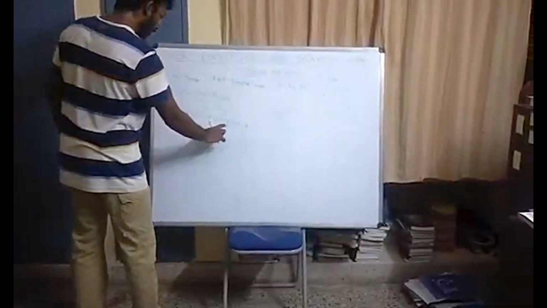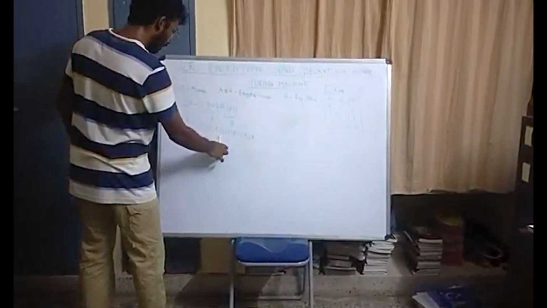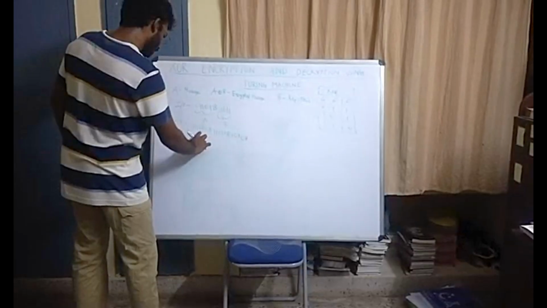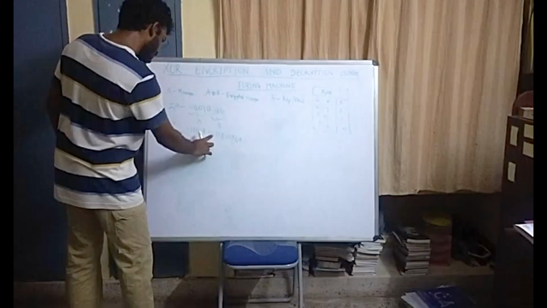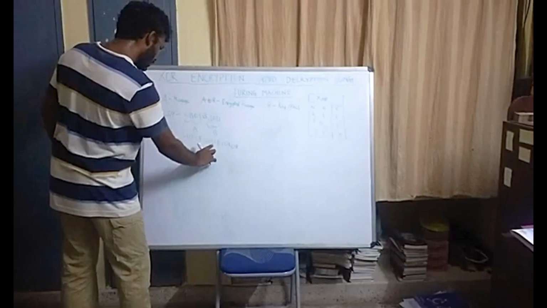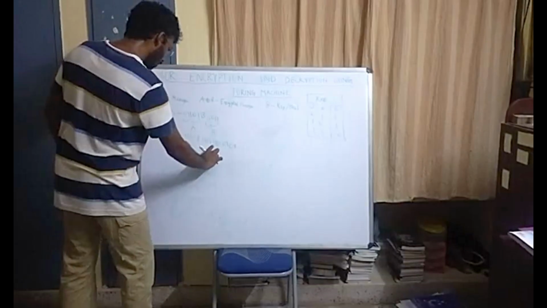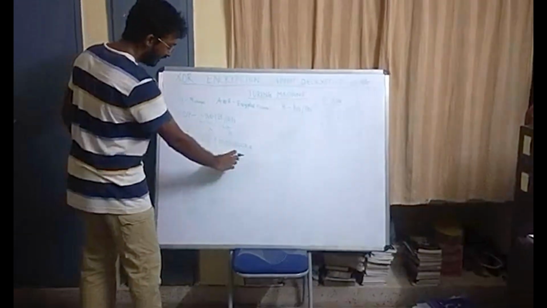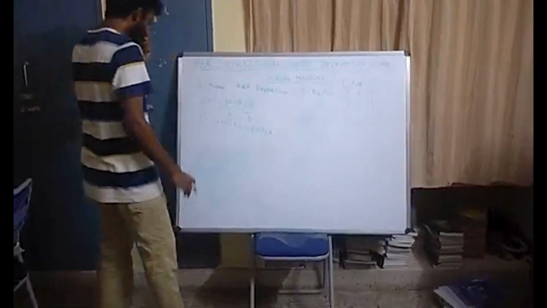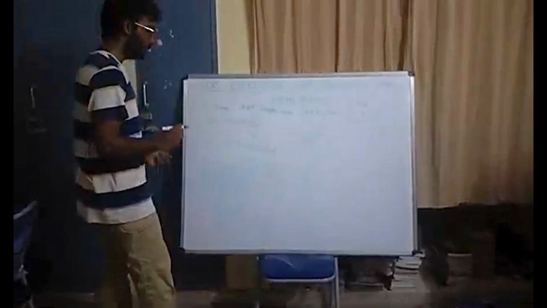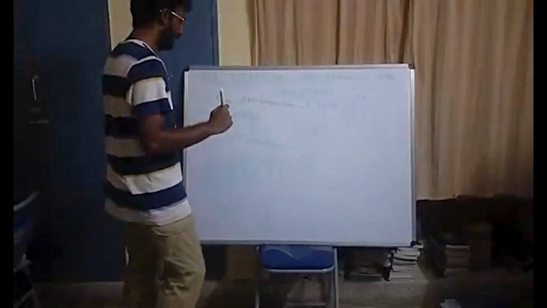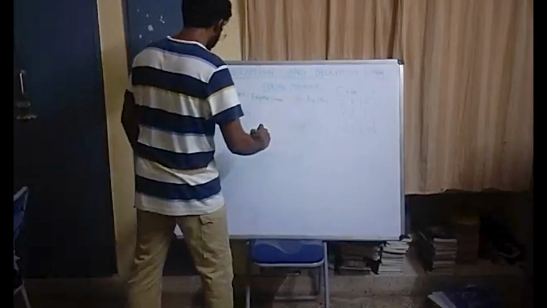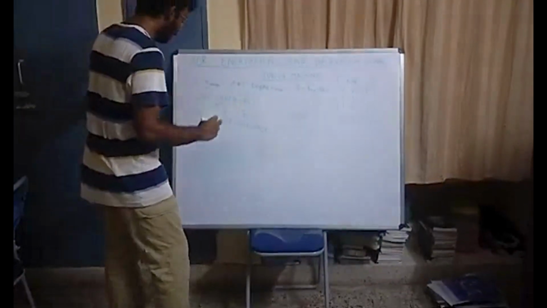So 0 and 1 gives us 1, 1 and 1 gives us 0, and 1 and 0 gives us 1, 0 and 1 gives us 1, and 1 and 1 gives us 0. So this is our message, this is our key or hash, and this is our encrypted message. So we are going to implement this using Turing machines. So let's start. How are we going to implement this?